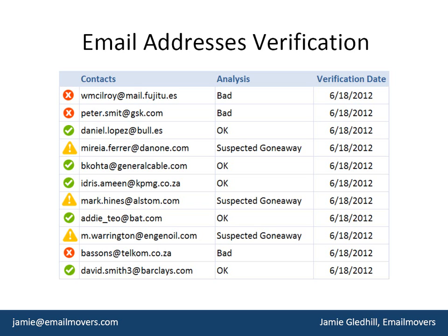And if we go to the top, you're going to see on the left hand column that you have 3 quite unique symbols. One is a cross in a red circle there, which is a bad email address, and then you have a tick in a green circle, which is okay, or a good email address. Then you have a curious symbol there with an exclamation mark in it that is what we define as a suspected gone away.